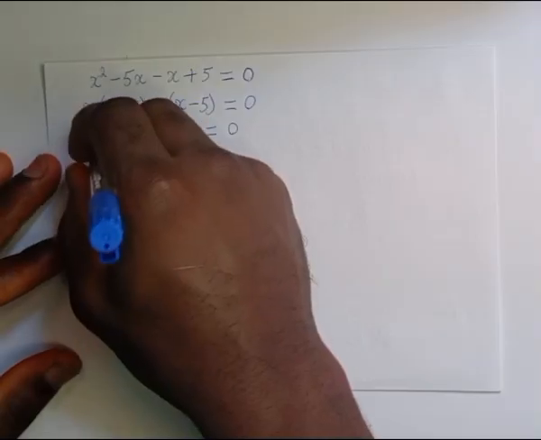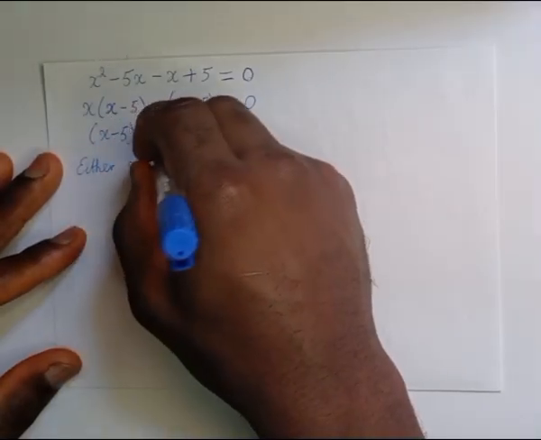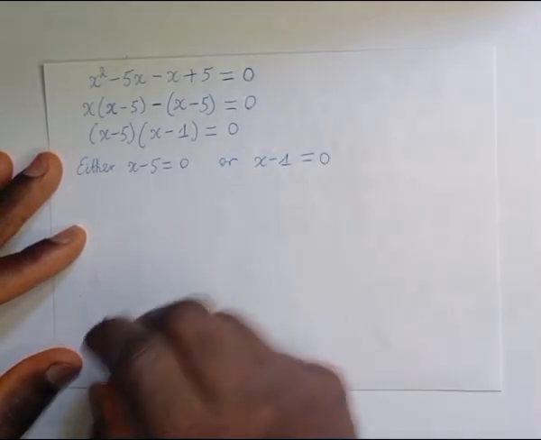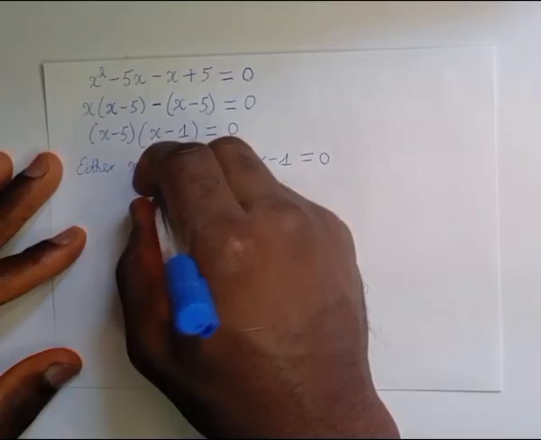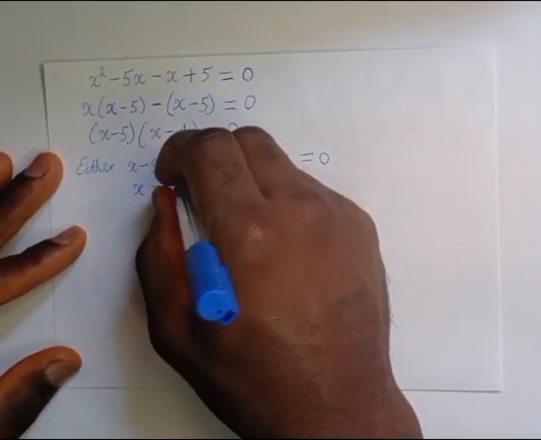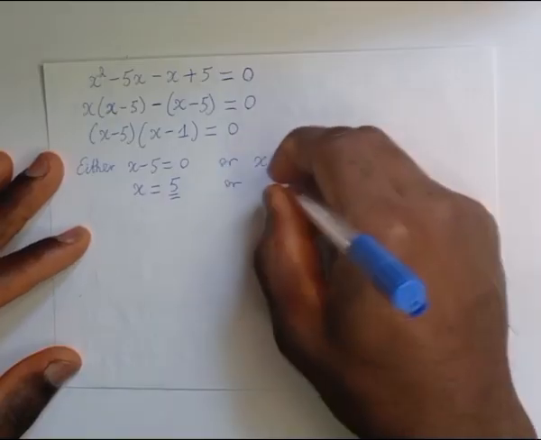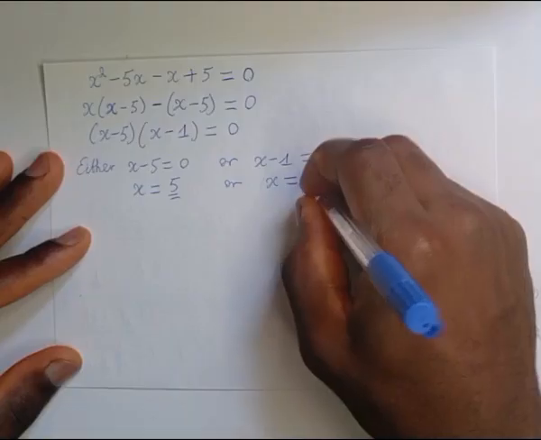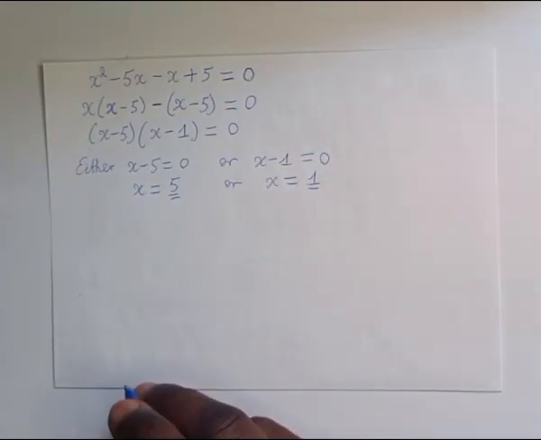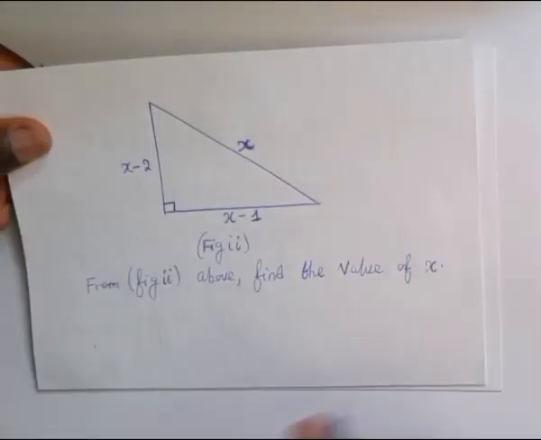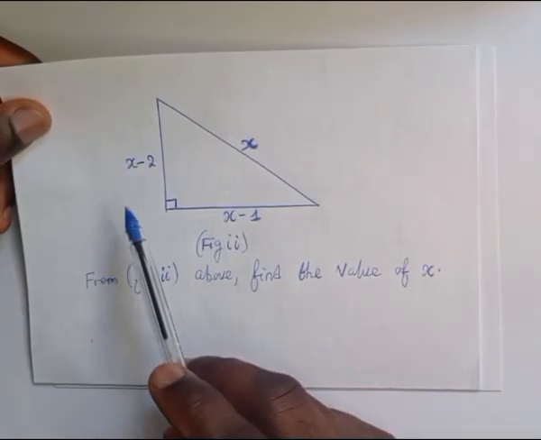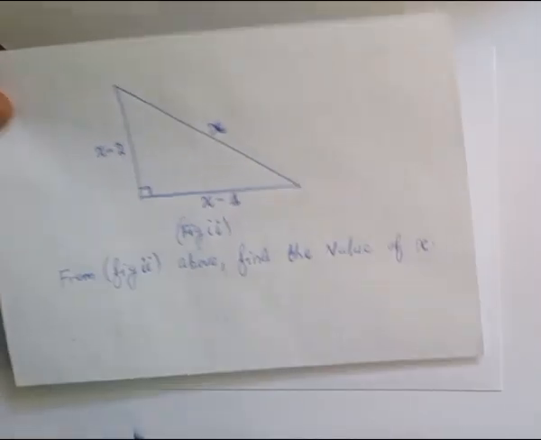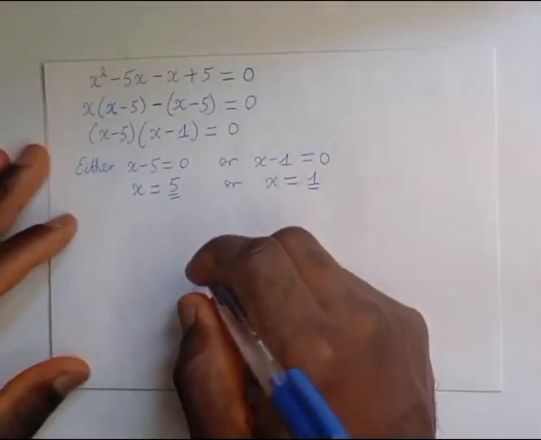At this level, we're going to say either x minus 5 is equal to 0 or x minus 1 is equal to 0. The first one, x will be equal to, transferring -5 to the right hand side becomes +5, or x will be equal to, transferring -1 to the right hand side becomes +1. We have two values of x. Now we need to insert the values of x to obtain the dimensions of the triangle.